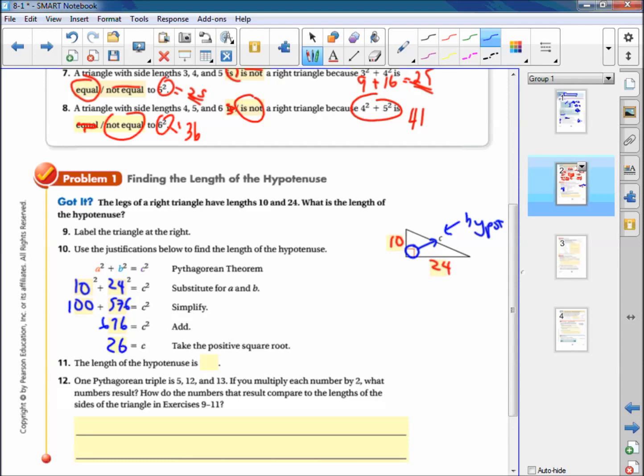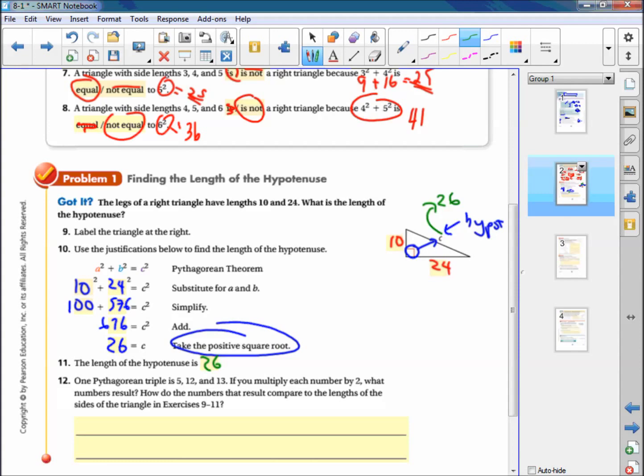Okay, and notice we were asked to take the positive square root, so we ignored the negative. And that makes sense in our case because the length of a side of a triangle can't be negative. So it's going to be 26 units. So the length of the hypotenuse is 26 units.